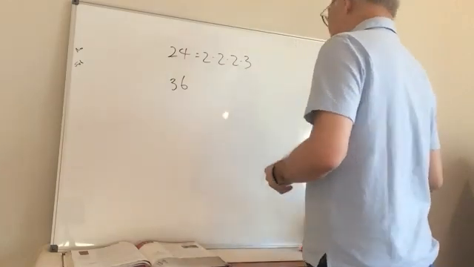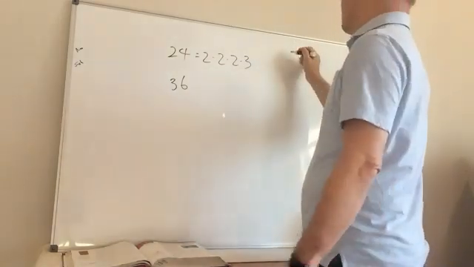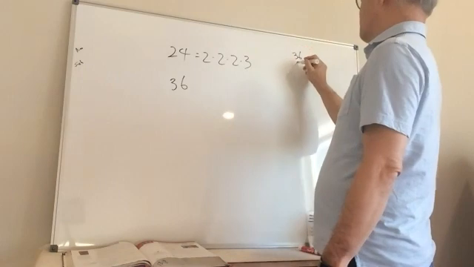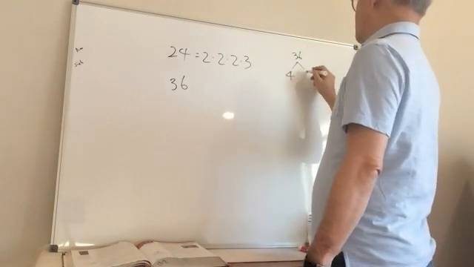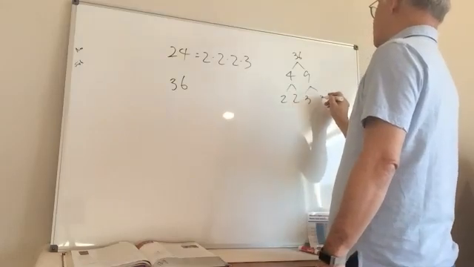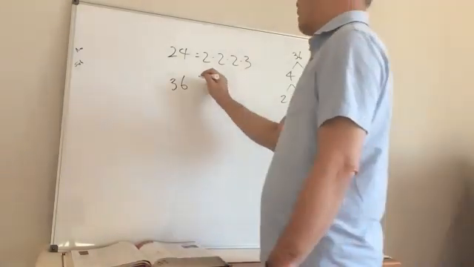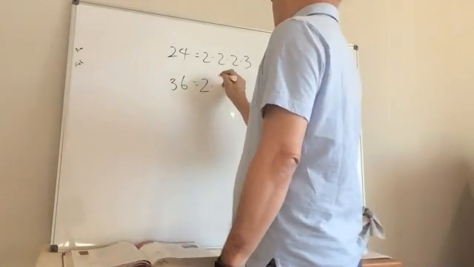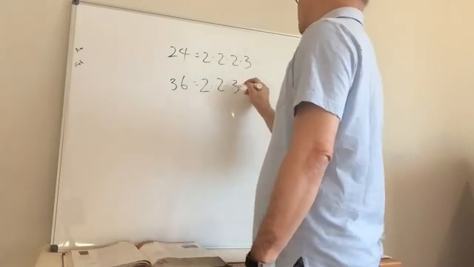Now let's see the prime factorization of 36. 36 is 4 times 9, where 4 is 2 times 2 and 9 is 3 times 3. So I'm going to get 2 times 2 times 3 times 3.